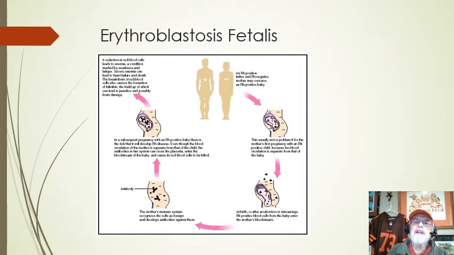Okay. This is that erythroblastosis fetalis, a lot of small things. You could actually stop the video and read about it if you want. Here's an Rh negative mother, Rh positive baby, and stuff like that, like we talked about. That's what this diagram shows.